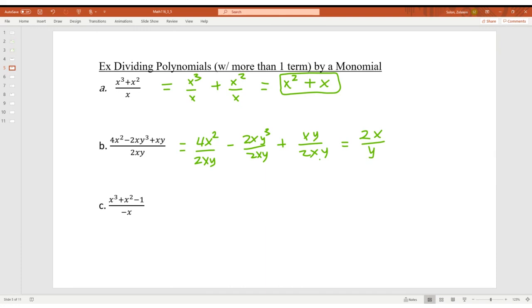Now, if you see the second one, 2x will be cancelled out. 2x, x also cancels x. 2 cancels 2. I have y cubed divided by y. So 3y's, and you are taking away 1y. So 3 minus 1 will be 2. So I have y squared by itself.